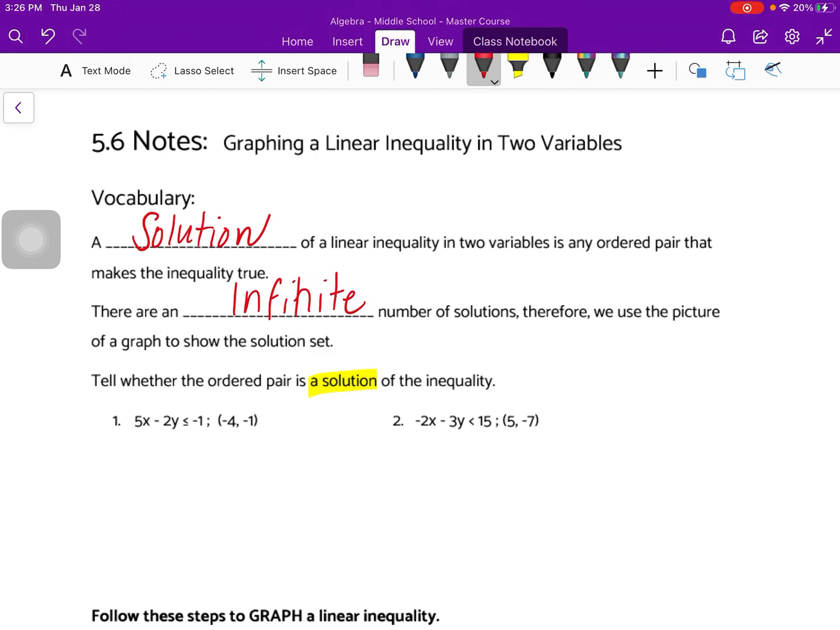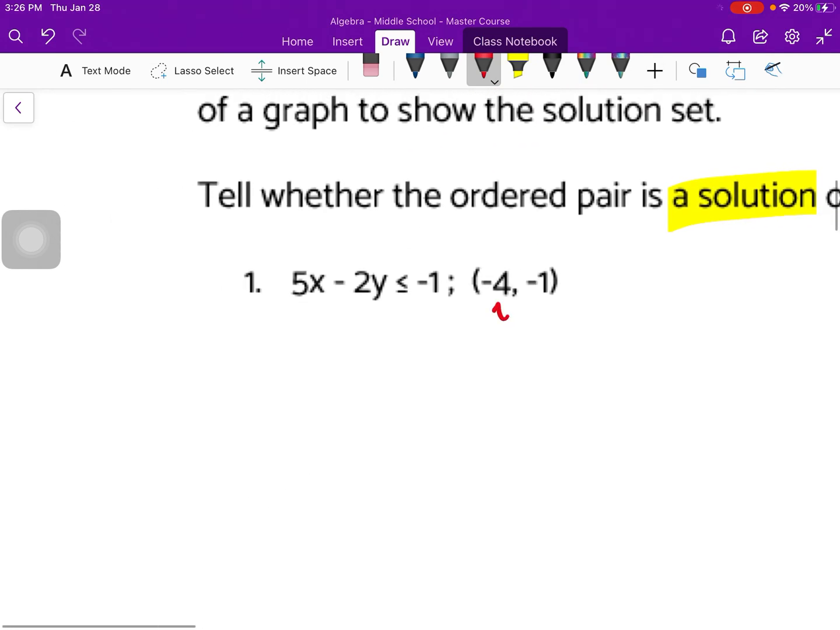So remember, ordered pairs come in the form of x comma y. So if I want to know if -4, -1 is a solution, I plug -4 in place of x, and I plug -1 in place of y, and then I'm going to see if it creates a true statement. Okay, so I need to know, does 5 times -4 minus 2 times -1, is that less than or equal to -1? So it's just about using order of operations and crunching some numbers.